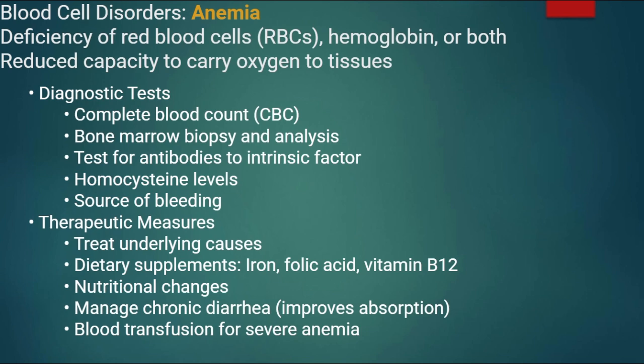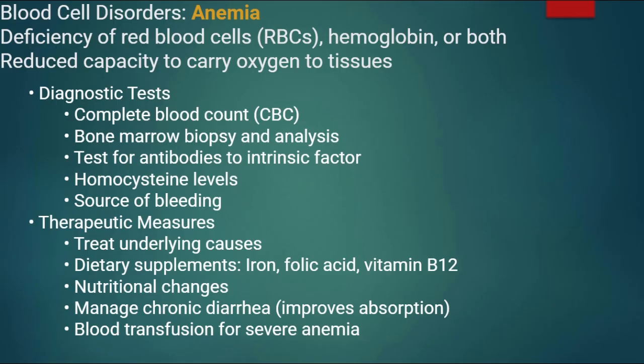When pernicious anemia is suspected, blood tests can look for antibodies to intrinsic factor, since intrinsic factor is required for vitamin B12 absorption. Homocysteine levels may also be measured, as elevations can indicate folate or B12 deficiency. And in cases of blood loss anemia, identifying the source of bleeding, such as gastrointestinal bleeding from ulcers or colon cancer, is critical for treatment.